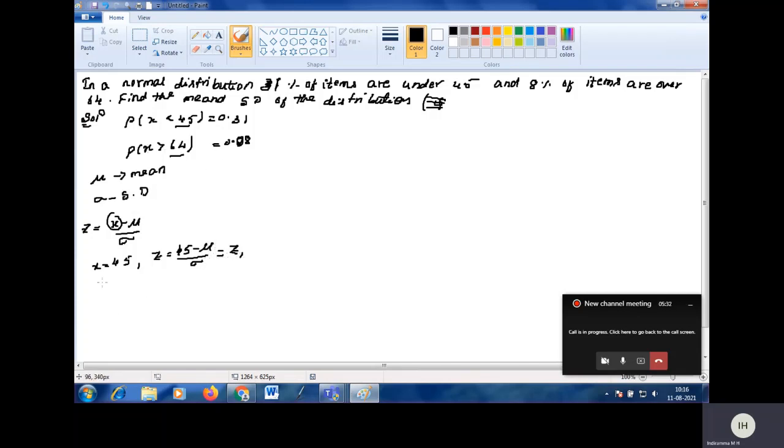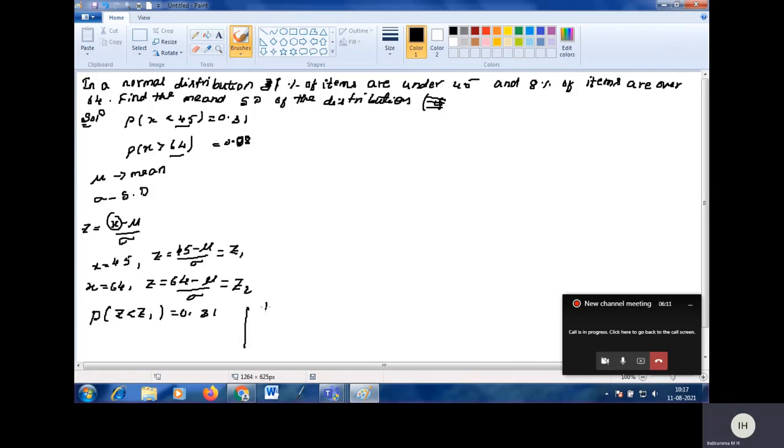Next we find out when x is 64. When x is equal to 64, Z is equal to 64 minus mu by sigma, which we consider as Z2. So when x is equal to 45, Z is equal to Z1, and when x is equal to 64, Z becomes Z2. So when x is less than 45, we can write it as Z less than Z1, and they are given it as 0.31.